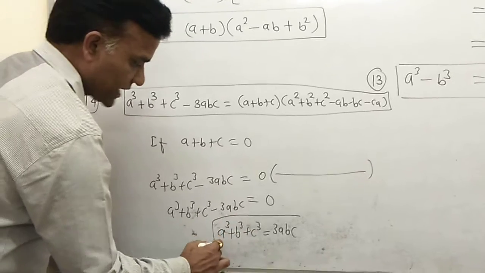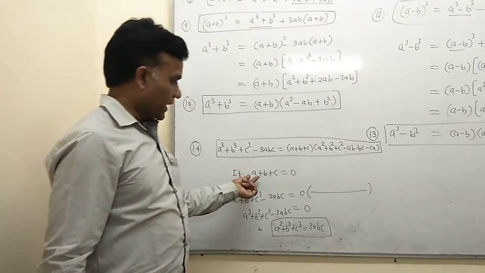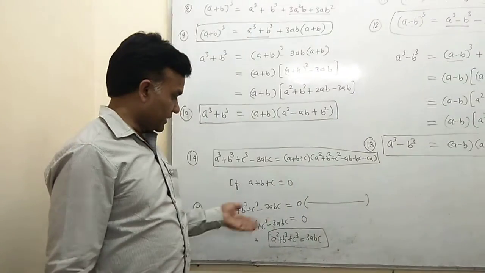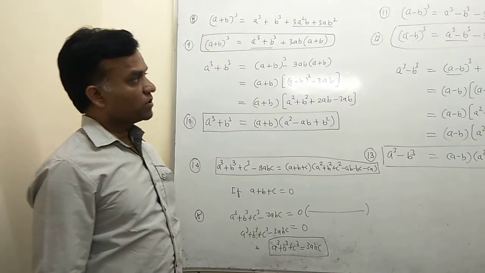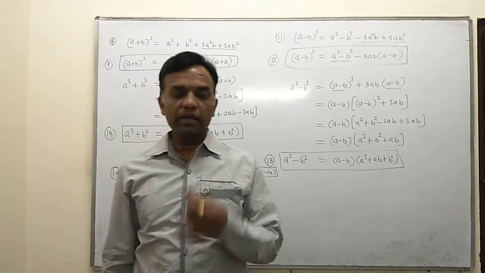Okay, so this is the last formula you can use, but the condition is that a plus b plus c equals 0, and then you expand in this form. I think we have now discussed all the identities. So many forms of identity we use here.